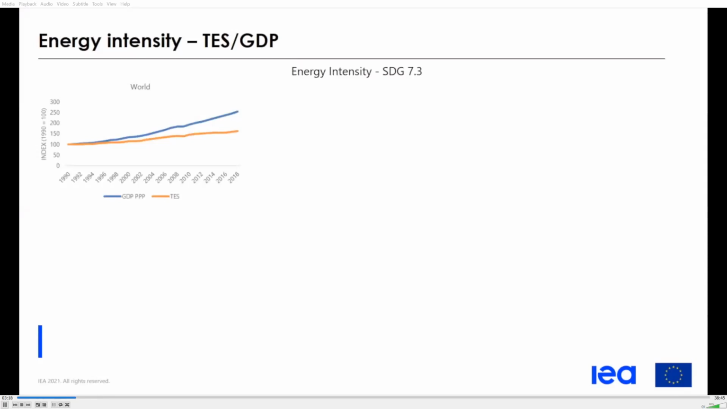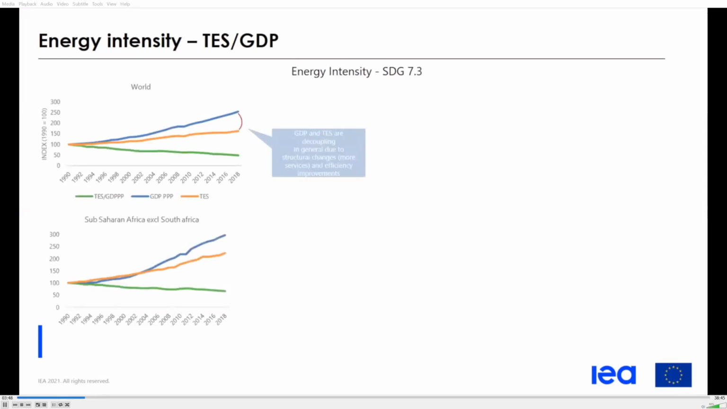The figure on the left side shows us how primary energy use and GDP have changed globally over time relative to a normalized year of 1990. As you can see, GDP and total energy supply are decoupling, and this can be due to several reasons such as structural changes and efficiency improvement. In sub-Saharan Africa, the energy intensity is decoupling less quickly than globally.